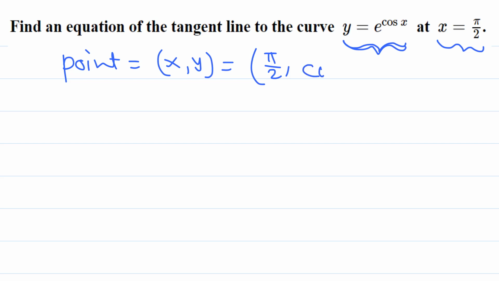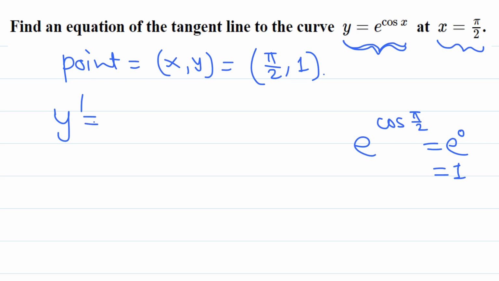So y equals e raised to cosine pi over 2. Cosine 90 degrees is 0, and e raised to 0 is 1. So this point is pi over 2, 1. Now for the slope we find the derivative. So let's find y prime.